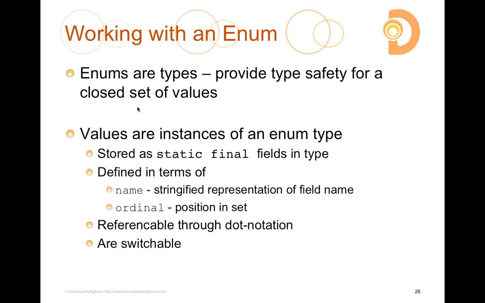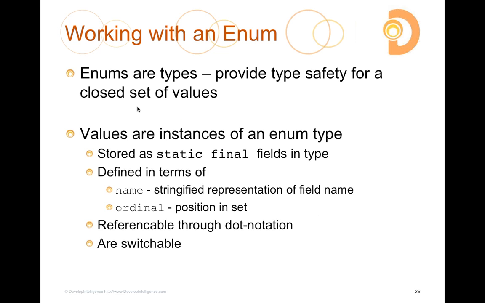While that was an easy way to work around the fact that the language did not have enumerations, again, it wasn't a very good object-oriented semantic. So starting in 1.5, Sun introduced the idea of enumerations.